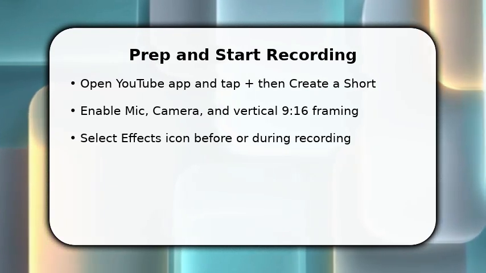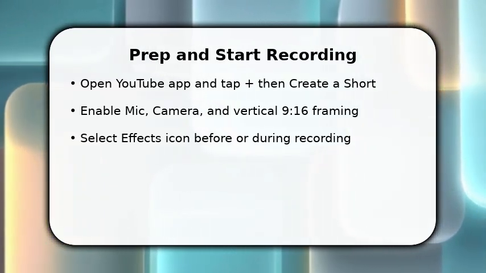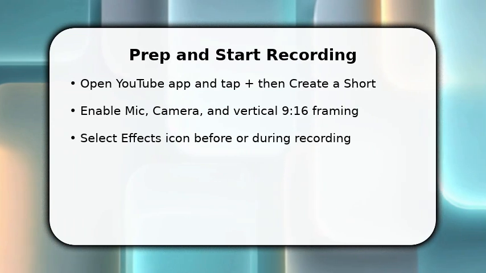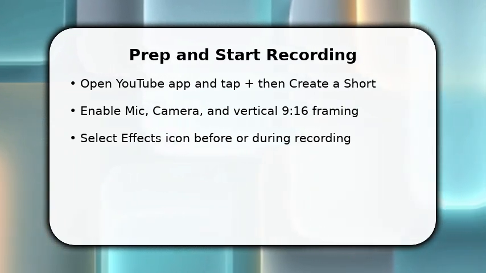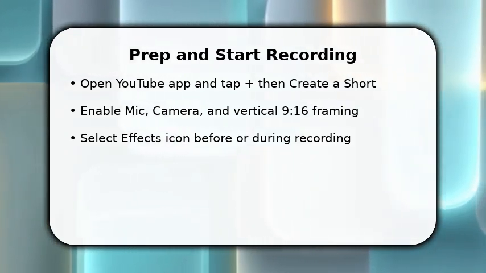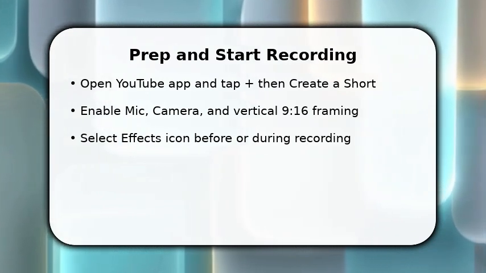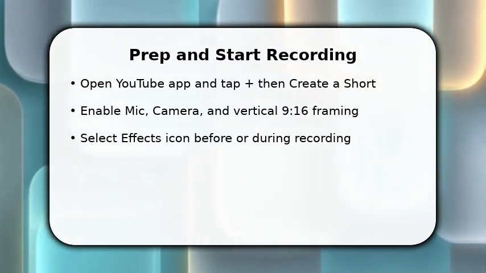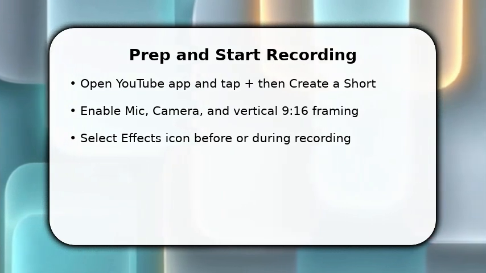Enjoy the video. You'll start by launching the YouTube app and tapping the plus sign to create a short. Make sure camera and microphone permissions are granted. Frame your shot vertically for a 9:16 ratio, then tap Effects. This is where you choose filters, AR, or speed options before you press record.